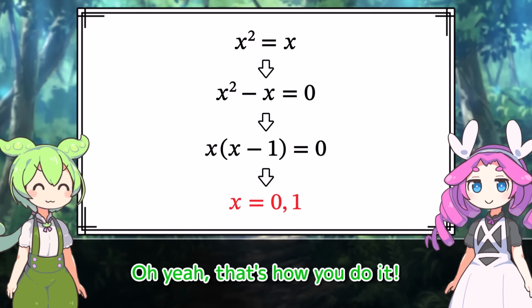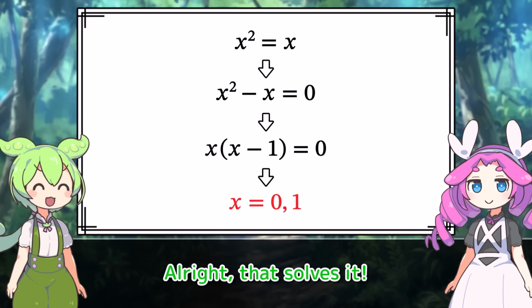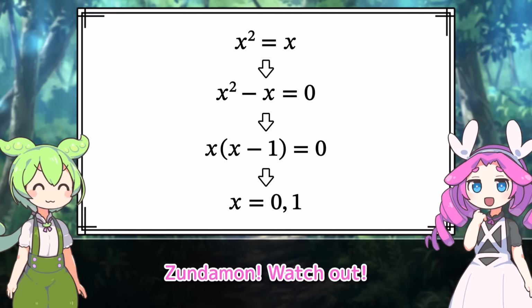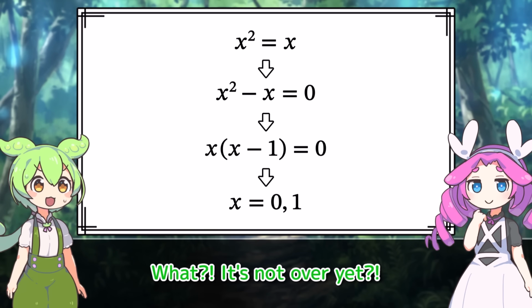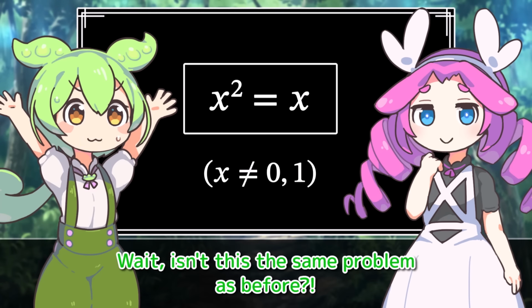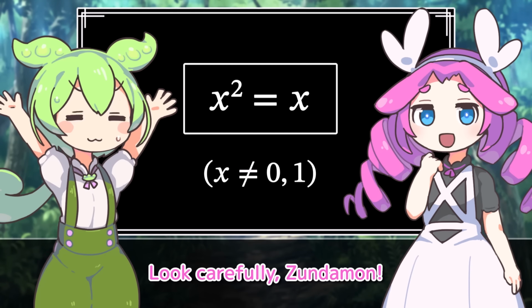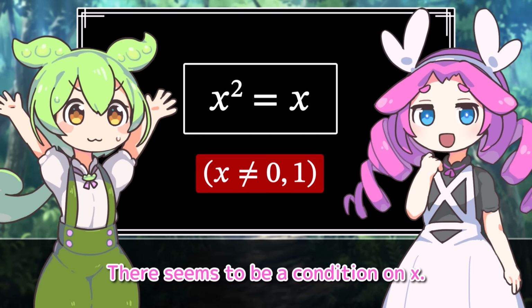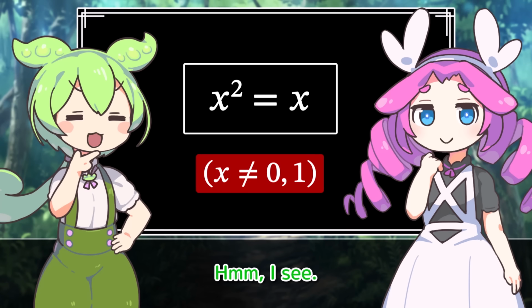Oh yeah, that's how you do it. Alright, that solves it. Zundamon, watch out! There's another problem coming. What? It's not over yet? Whoa, this is... Wait, isn't this the same problem as before? Look carefully, Zundamon. There seems to be a condition on x. I see. x is neither 0 nor 1.